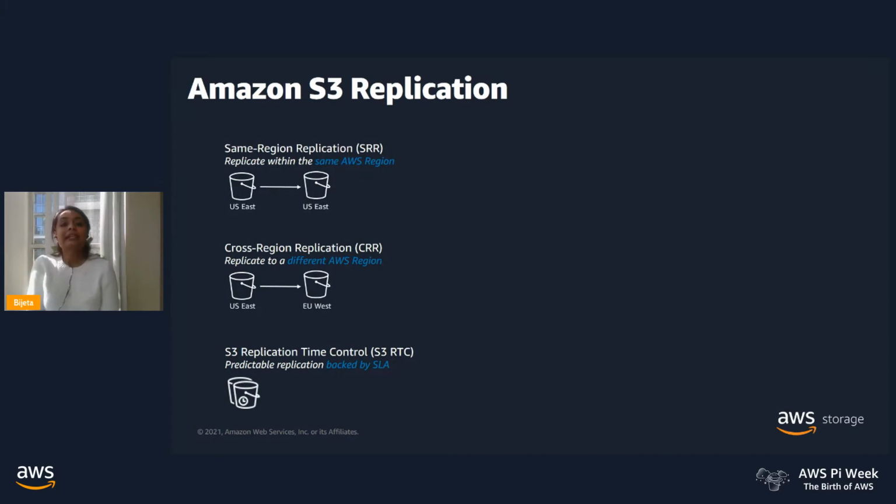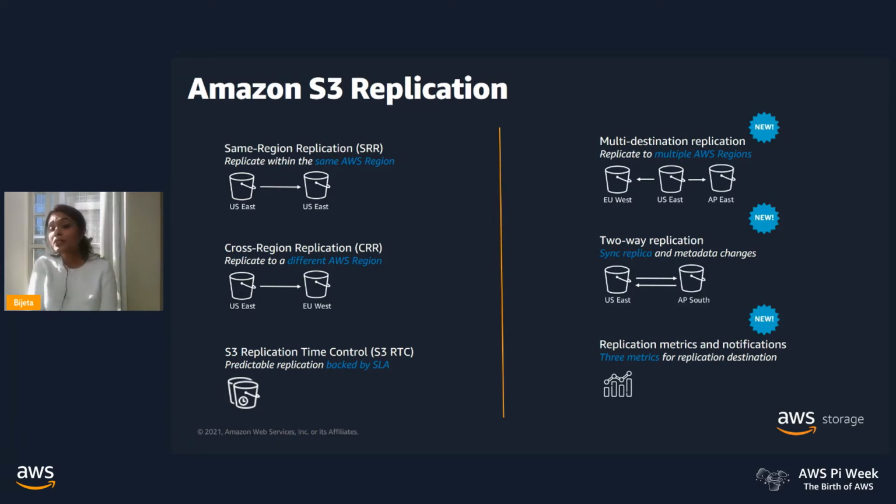S3 Replication is an elastic, fully managed, low-cost feature that automatically replicates objects between buckets. S3 Replication gives you several different options. For example, you can replicate within the same AWS region with S3 Same Region Replication, or different AWS regions with S3 Cross-Region Replication. If you're a customer that needs predictable replication backed by an SLA, S3 Replication Time Control lets you replicate objects within 15 minutes of upload.